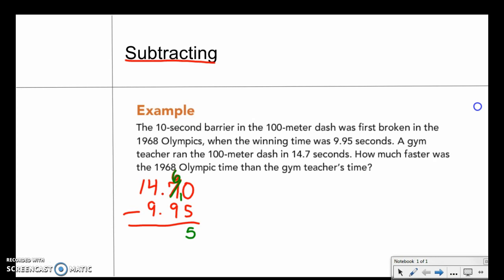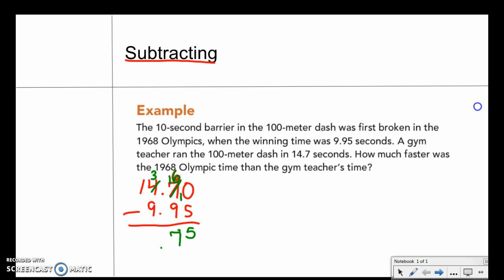All right? 6 minus 9, you cannot do that. So again, you have to go over to the ones place. 4 minus the 1 will give us a 3. Then bring the 1 over to the tenths place. 16 minus 9 gives us 7. So we're looking at 7. Better. Bring down your decimal points.